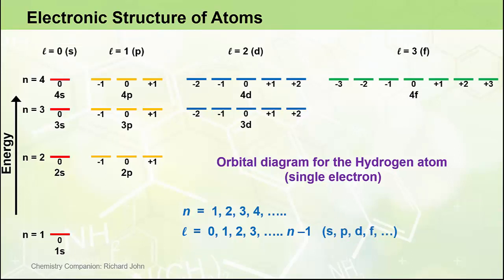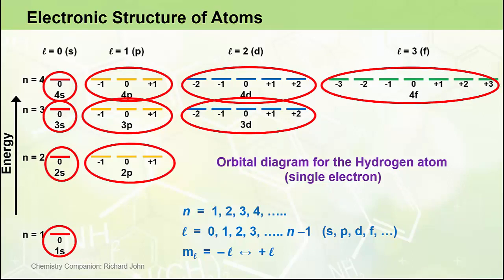l equals 3, respectively. The third quantum number, ml, is the magnetic quantum number, which in this diagram is represented by numbers underneath the horizontal lines, and ml describes the orientation of electron distribution in space and takes on values of -l up to +l.